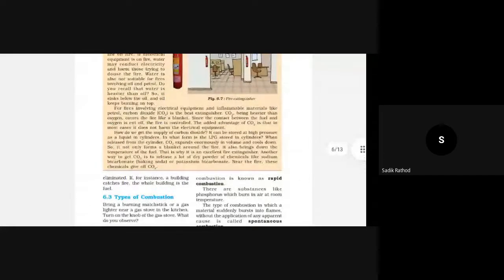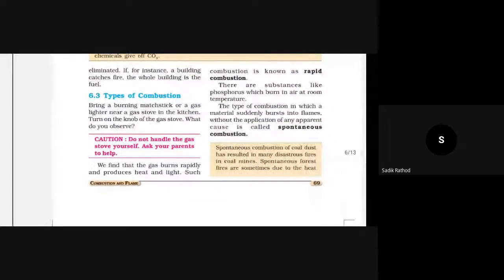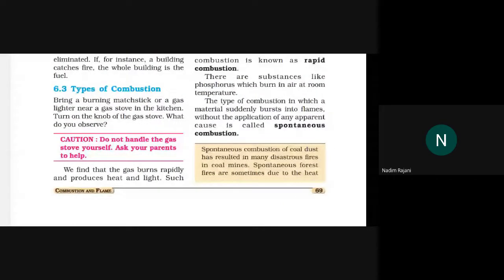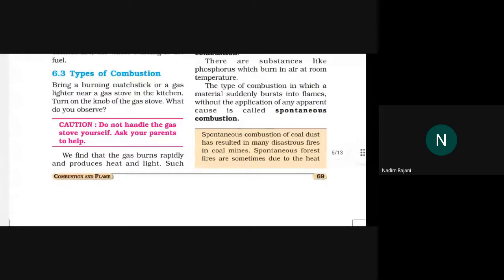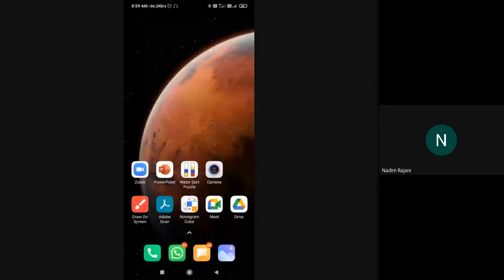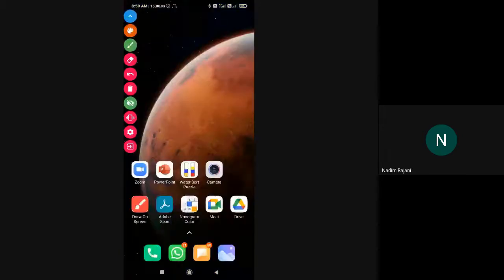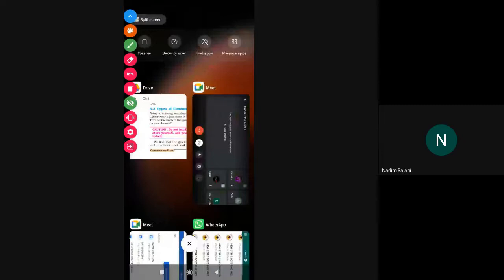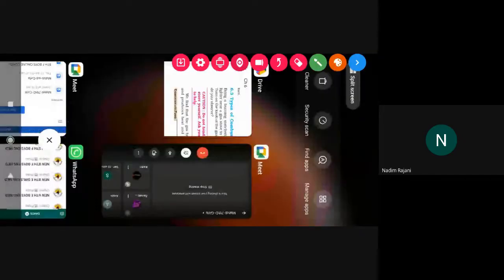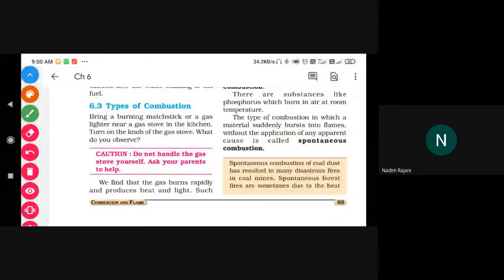Okay, chalo, let's continue from types of combustion, okay? Who wants to read first? Modesa? Yes, go ahead. Types of combustion.